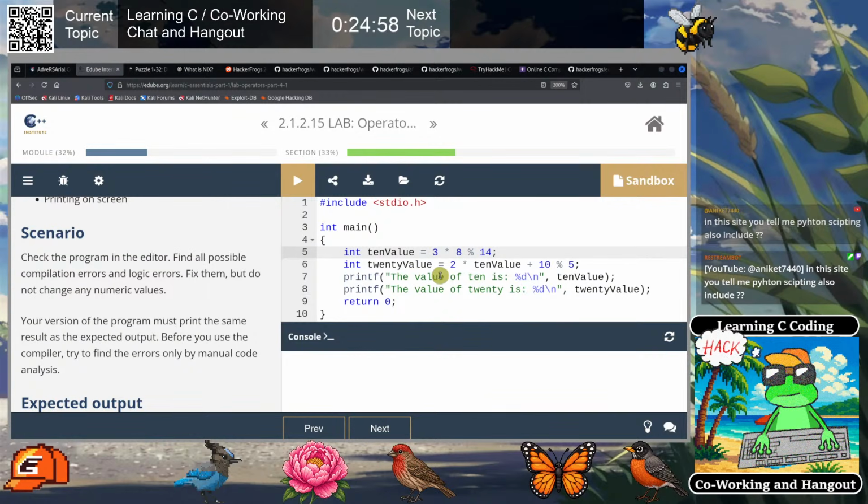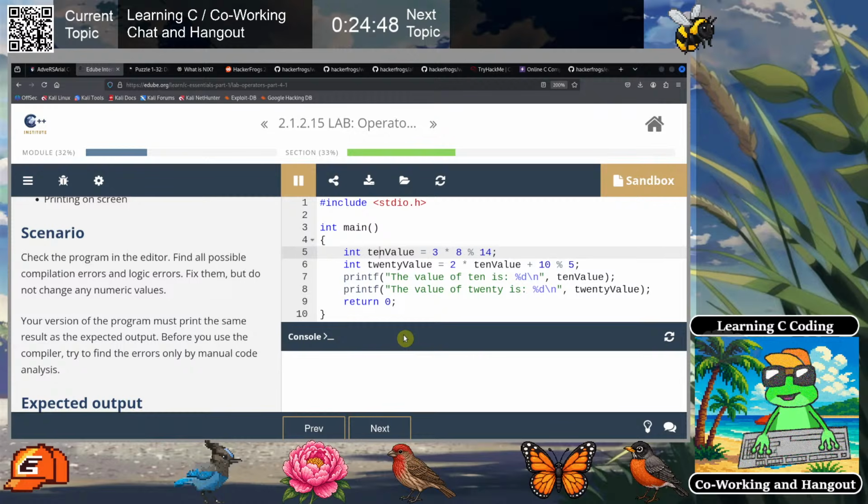So 20 value equals 2 times 10 value plus 10 modulo 5. So 2 times 10 plus 0. Okay, we'll try running this. The value of 10 is 10, the value of 20 is 20. Okay, awesome. Move on to the next thing.